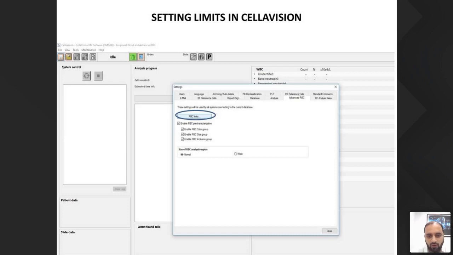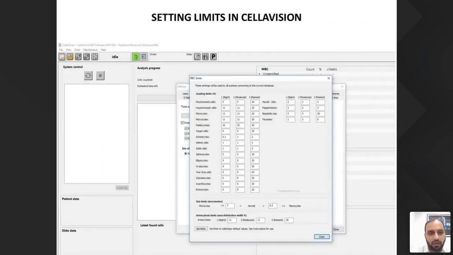Now, once I click on the RBC limits, I have these various cell types. I can put in the numerical values according to what I want. So, for example, for polychromasia, less than 5% is nothing. So for 1 plus, I have nothing. So I put 5 in 1. A moderate is 5 to 20%. I put 5 in 2. And a marked is more than 20%. I put 20 in 3.